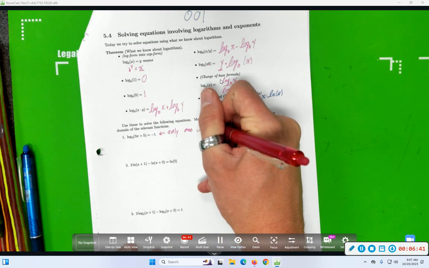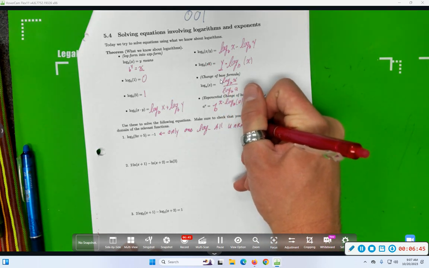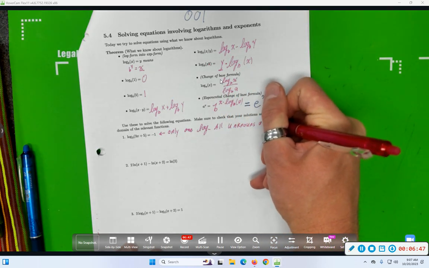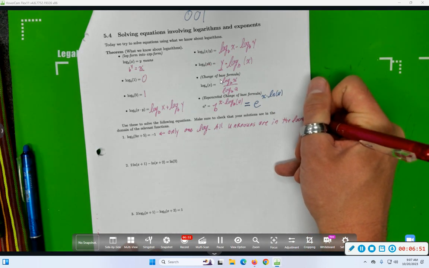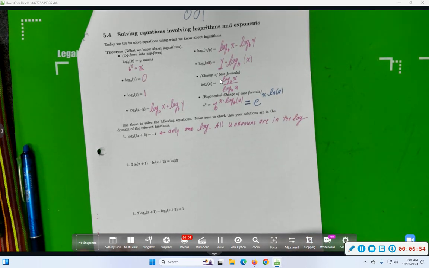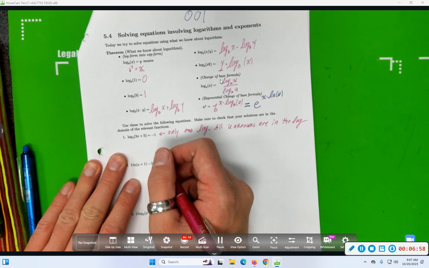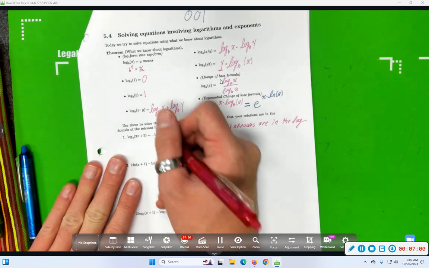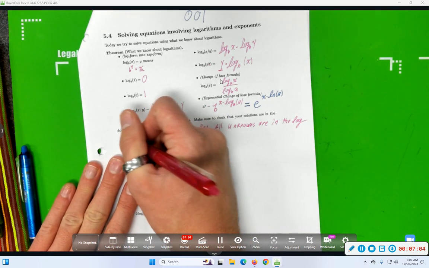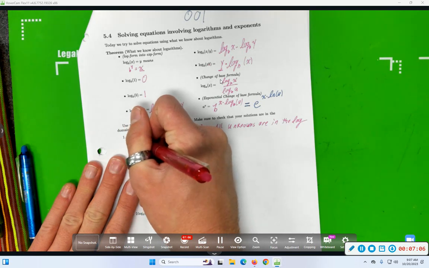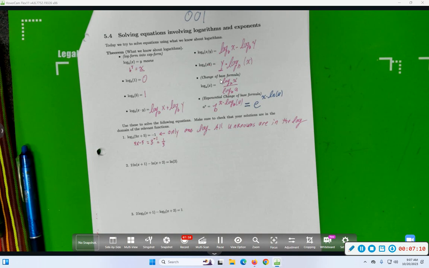There's only one log. All unknowns are in the log. So let's write it in exponential form. If you rewrite it in exponential form, the base is 3 to the power -1 is equal to the thing in the parentheses. Let's see, 3 to the -1 is 1 over 3.